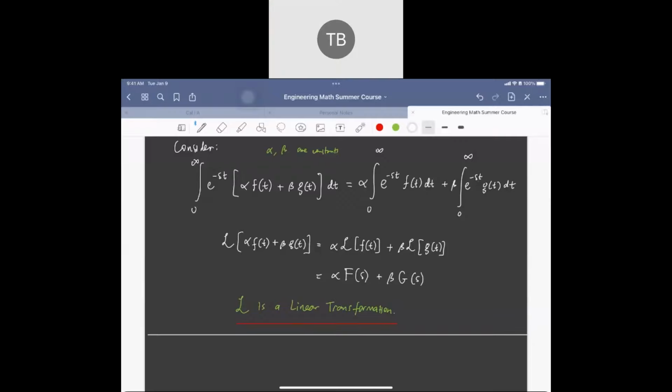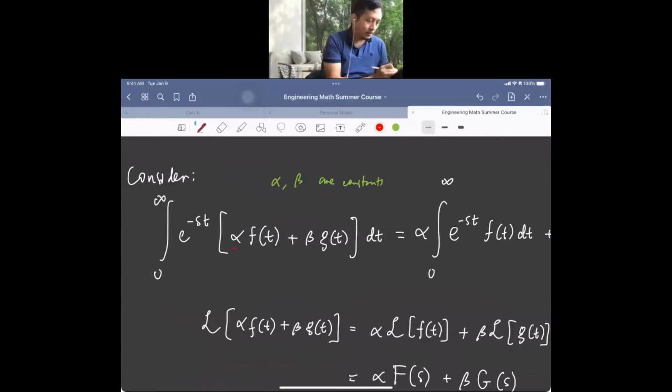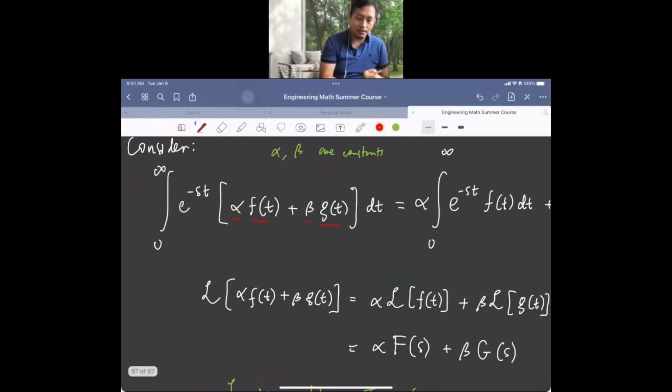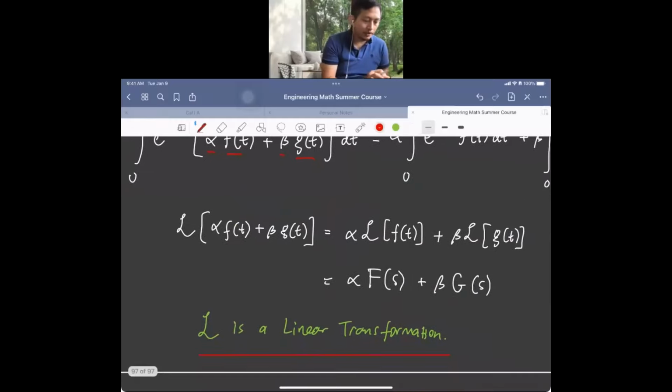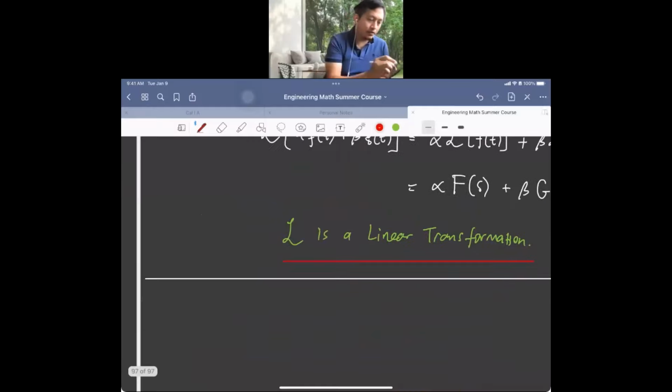Professor, what do you mean by linear transformation? Linear means that if we have these constants alpha, beta and f, g, we can separate these integrals, right? So we can do that also in our Laplace. It means that it's a linear transformation. We can linearly transform the Laplace.